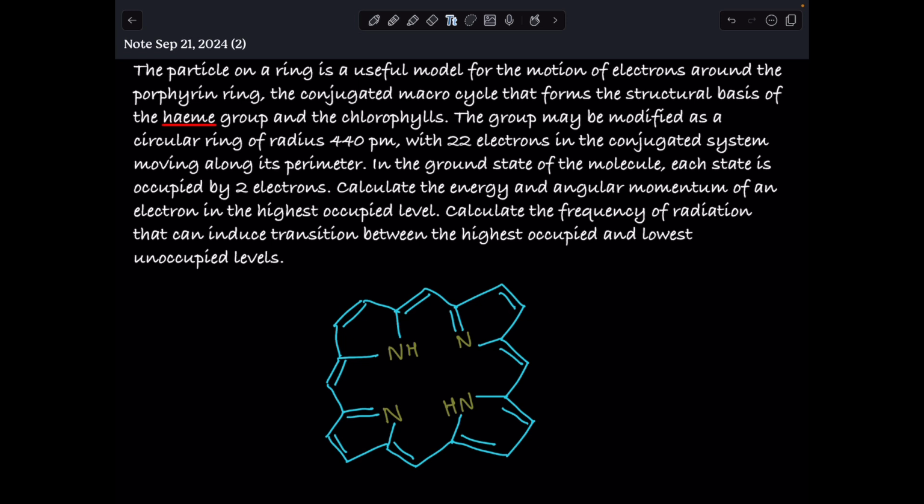Calculate the energy and angular momentum of an electron in the highest occupied level. Calculate the frequency of radiation that can induce transition between the highest occupied and lowest unoccupied levels.